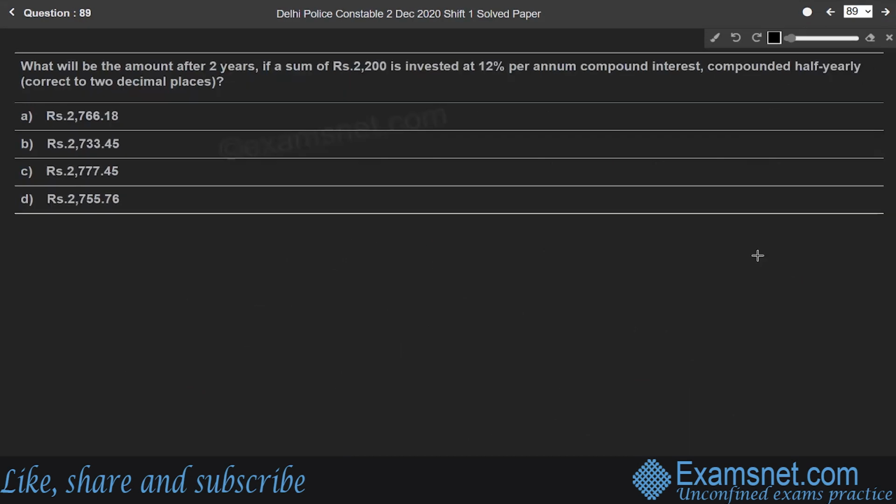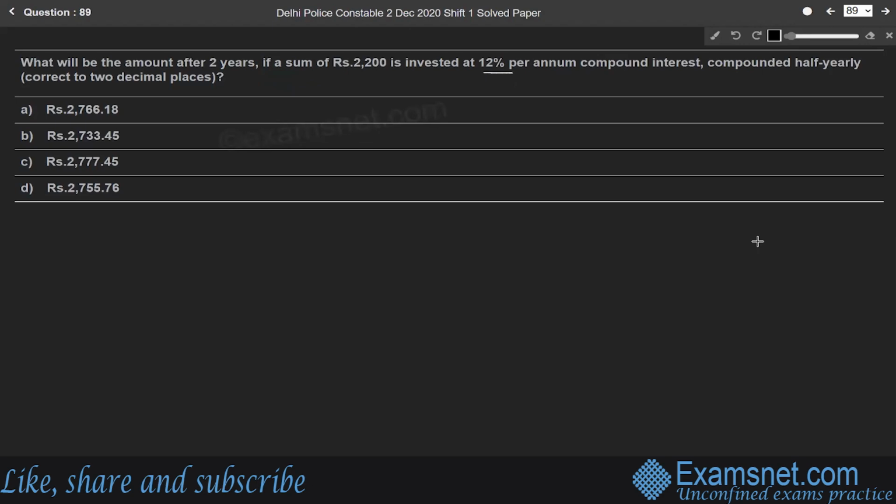Question 89. What will be the amount after 2 years if a sum of 2200 is invested at 12% per annum compound interest, compounded half yearly? Correct to two decimal places. So here the principal or the sum is P is equal to 2200 rupees, right? And the rate of interest, rate R is equal to 12%, right?